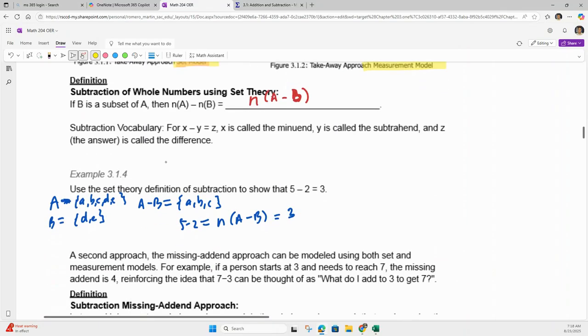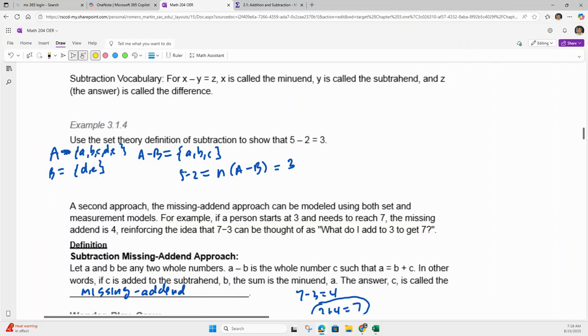And then this comes back to the difference. Remember in our set theory work in chapter 2.1, we looked at the difference between two sets. You take away all the elements from one set and that's it. So it's the same idea. The difference between the number of elements would be the number of elements in the difference of those two sets.